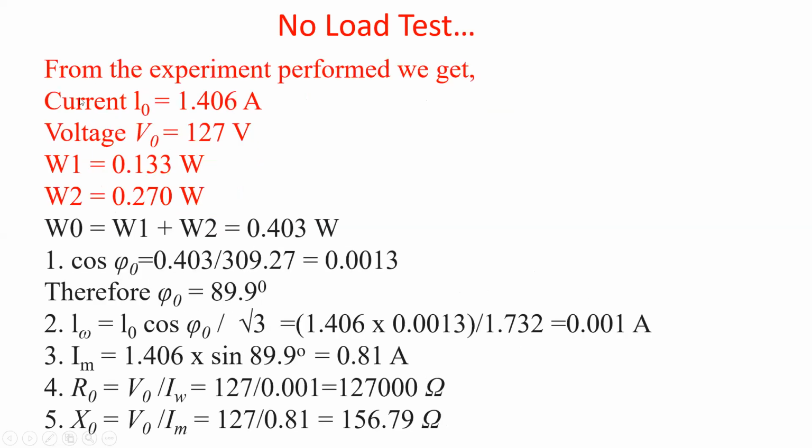So I have calculated these values of I0, V0, W1, W2. W0, I have calculated as W1 plus W2, as 0.403 watt. Cos θ0 I have calculated as 0.0013, therefore θ0 is 89.9 degrees. IW I have calculated as 0.001 ampere, and IM I have calculated as 0.81 ampere. And R0 is 127 kilo ohm, and X0 is 156.79 ohms.